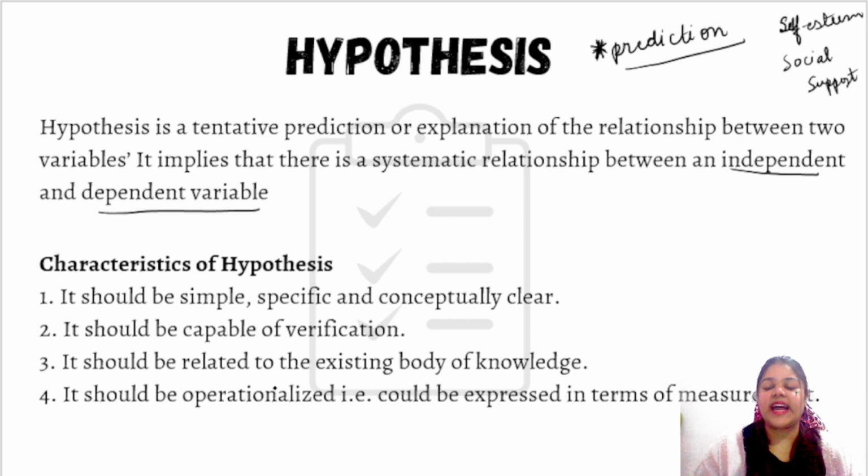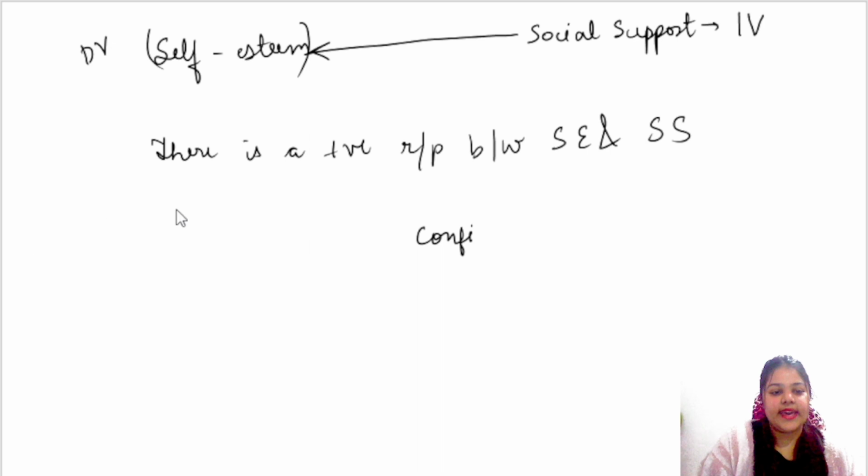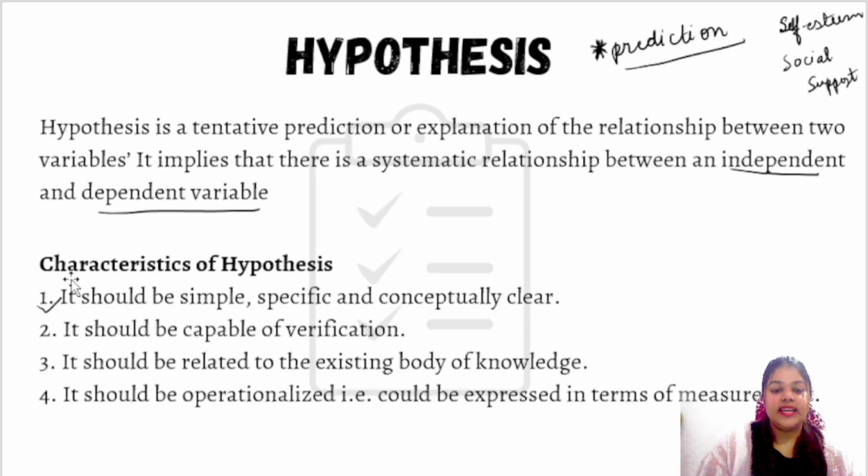So how we should write a hypothesis, how we should write a perfect hypothetical statement. Now the statement should be simple, specific and conceptually clear. So here in this statement I have written there is a positive relationship between self-esteem and social support. This is pretty simple, very direct, very conceptually clear what it is trying to say. Then it should be capable of verification.